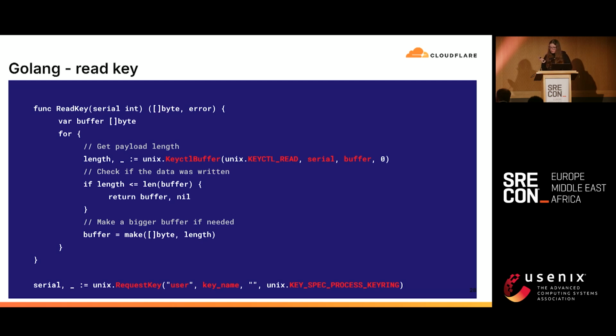And the last row actually shows you how to request the key serial, because all the operations which we will be doing over the key, like encryption and decryption, are based on the serial number of the key. To request the serial number of the key, you need to provide again the key type, key name, and key ring, and these three arguments can be hard-coded in your code.